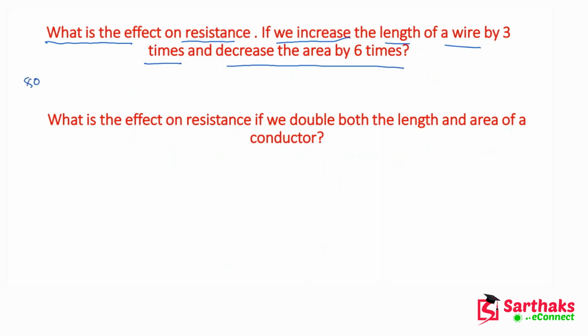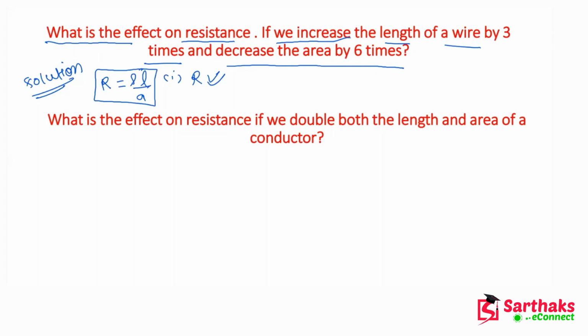Now we know that resistivity does not depend on resistance, but resistance depends on the resistivity. Now how can they be dependent? We know the formula that resistance is equal to rho L by A. Now let's use this formula to solve this question. Here they are asking us about the resistance.